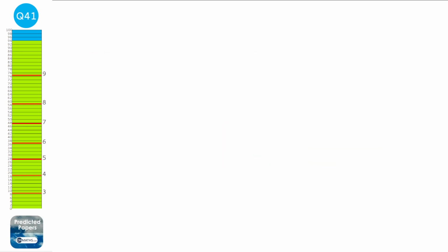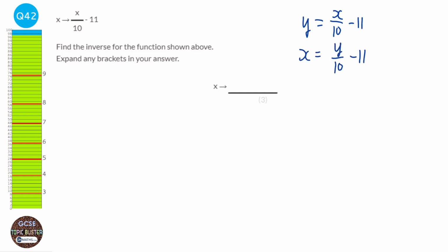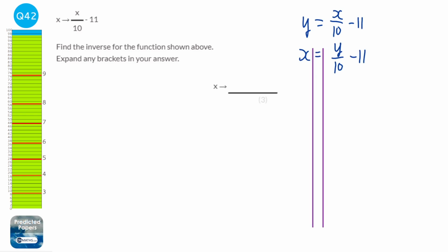A simple trick when you're finding the inverse of a function is to switch the y and the x. Now we don't actually have a y in here, but we can just put one in, it's not a problem. So we can just rewrite this function as y equals x over 10 minus 11, and we're just going to switch around the y and the x. So x equals y over 10 minus 11. Now the objective is to get the y on its own, to make y the subject.